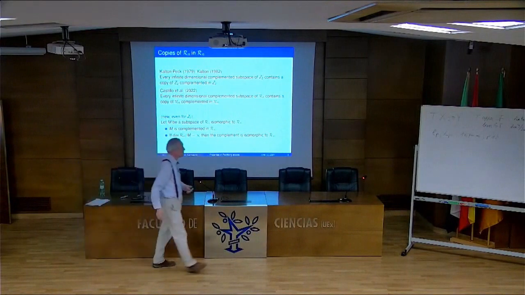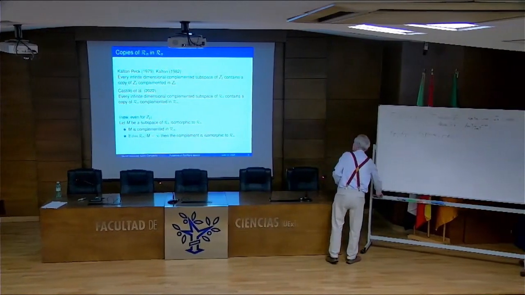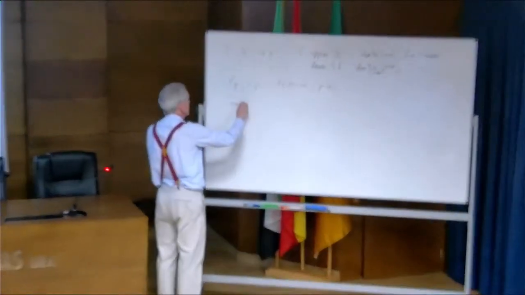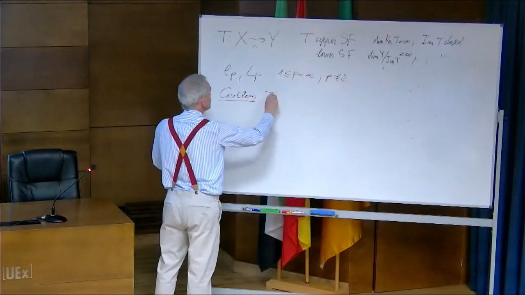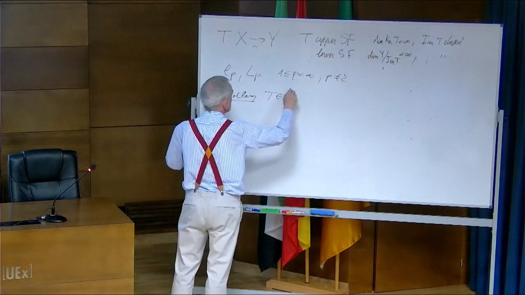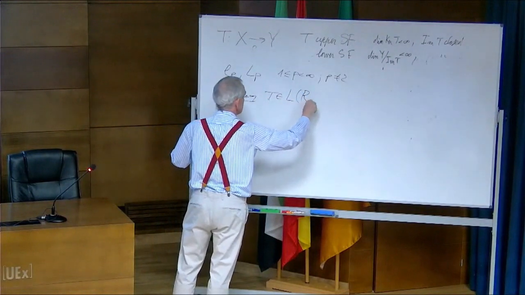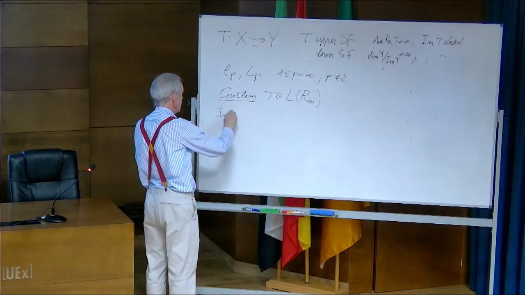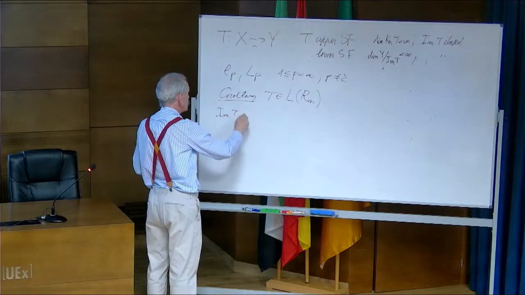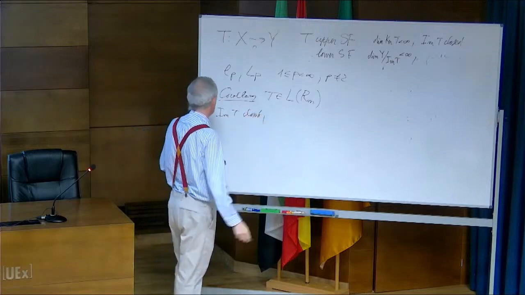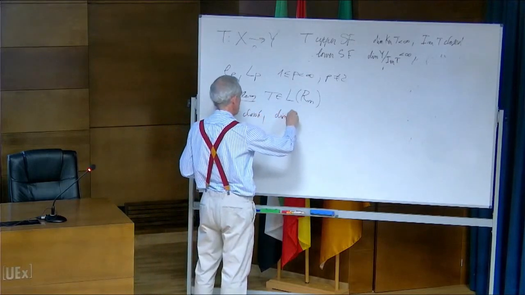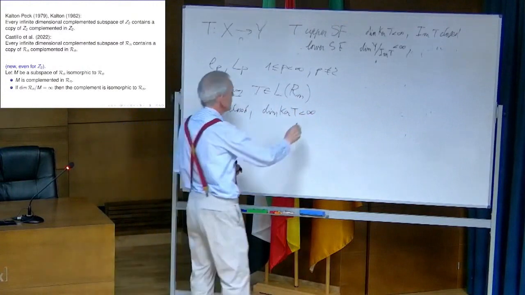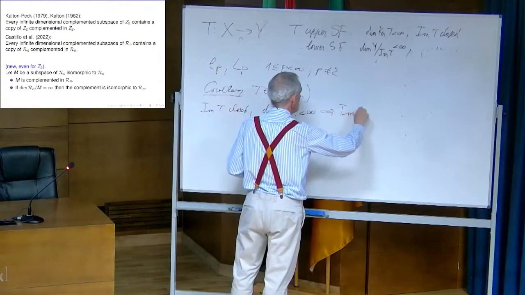Well, and from that result of the copies of Rn in Rn, we can obtain a corollary about the properties of operators in Rn that says as follows. Suppose that the image of T is closed and the kernel is finite dimensional. Then the image of the operator is complemented.